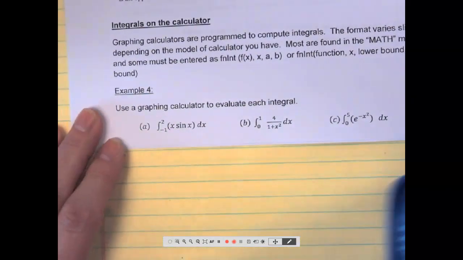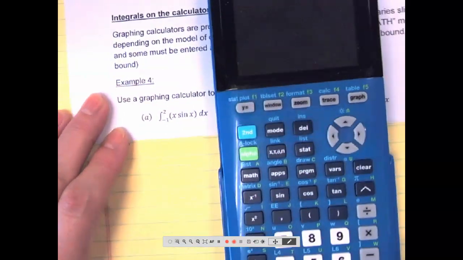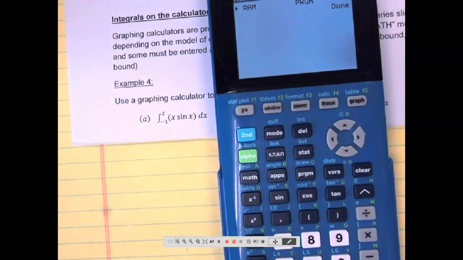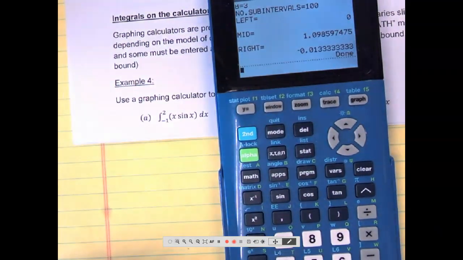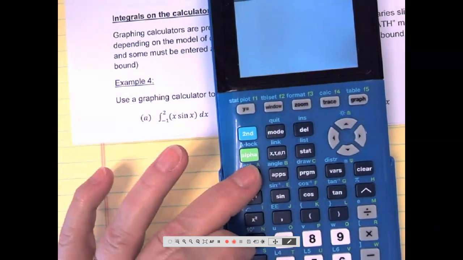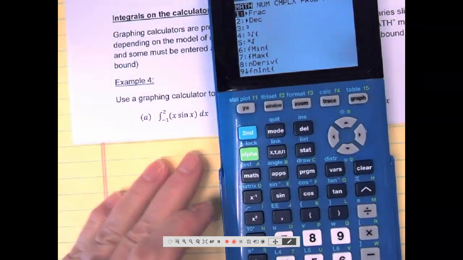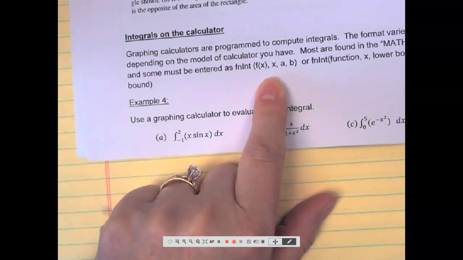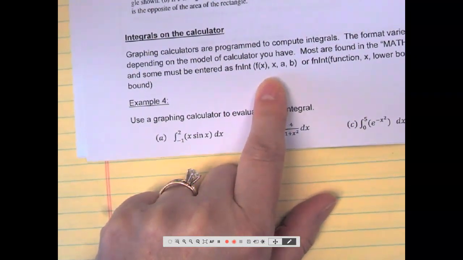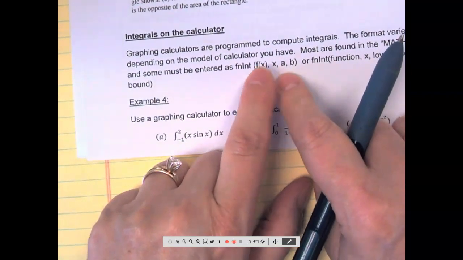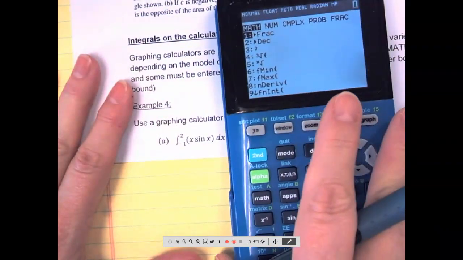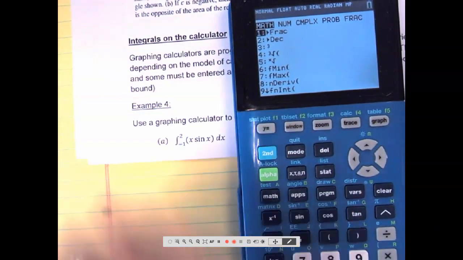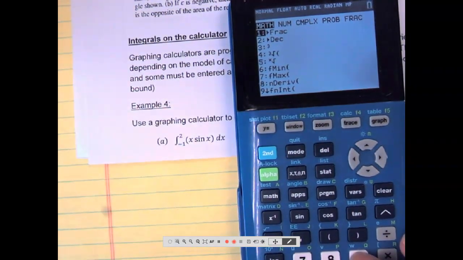Okay, here we go. Where do you think integrals will be on here? RAM? Nope. Math. Go to that math menu. Do you see them? Does anybody in here have a TI-83? 84 plus, right? Okay, then you can ignore this. This is for a TI-83. The 84s have this fancier menu here. We're going to go to number 9, the integral.